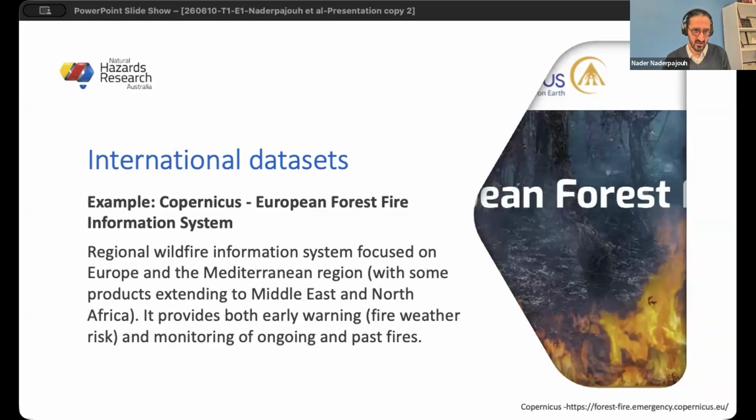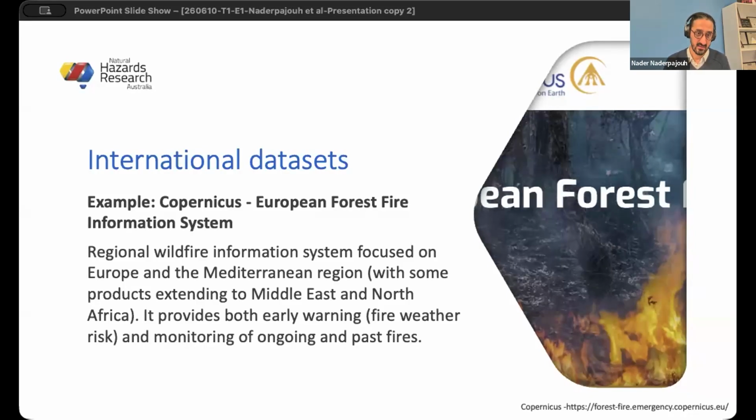One example is the Copernicus European Forest Fire Information System. This is a regional wildfire information system focused on Europe and the Mediterranean region, with some products extending to the MENA region. It provides both early warning and monitoring of ongoing and past fires.